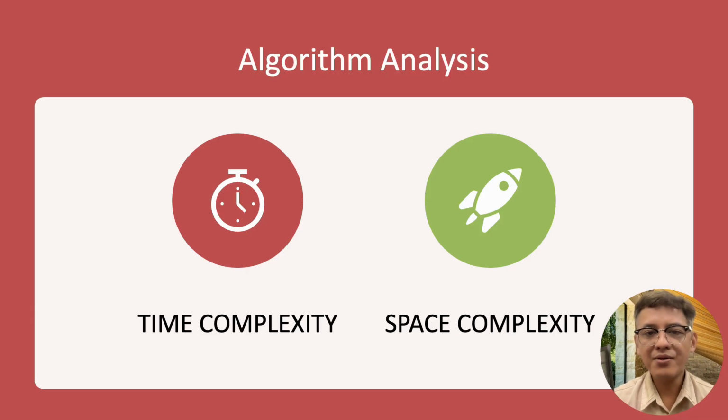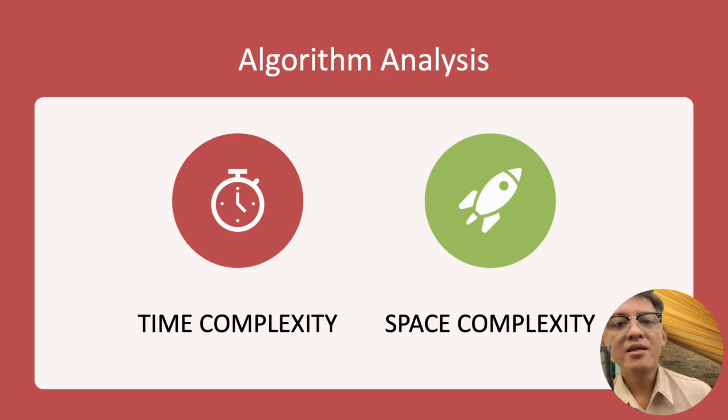Once we design an algorithm, we need to evaluate its performance. So this is called algorithm analysis. We generally analyze an algorithm based on two aspects, time complexity and space complexity. Time complexity refers to how long the algorithm takes to complete based on the size of the input. For example, if doubling the input size doubles the runtime, we might say it has linear time complexity.